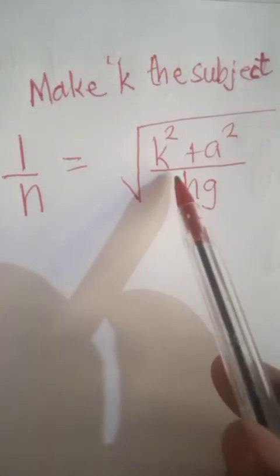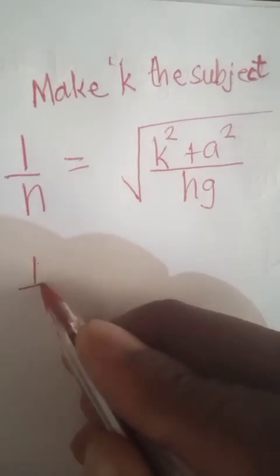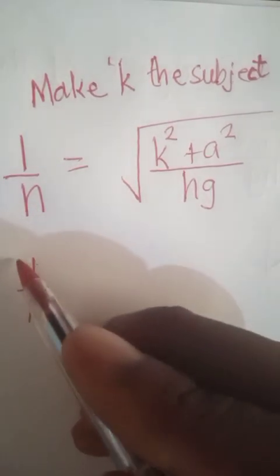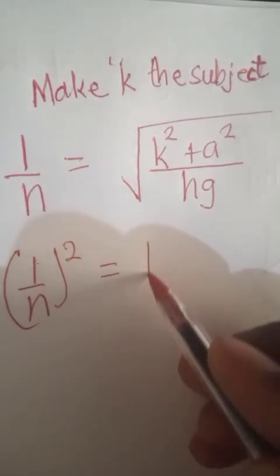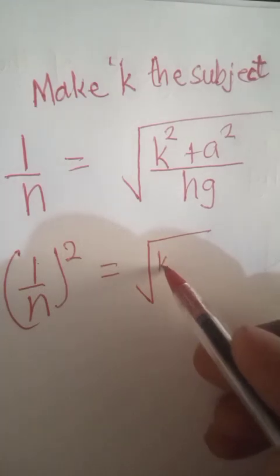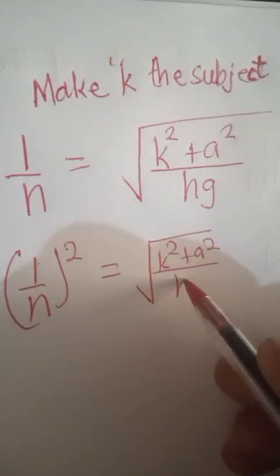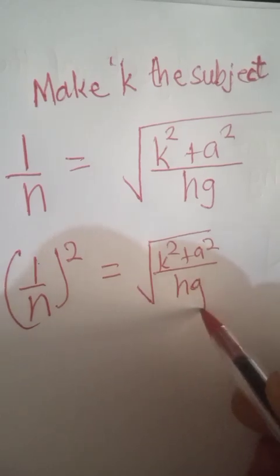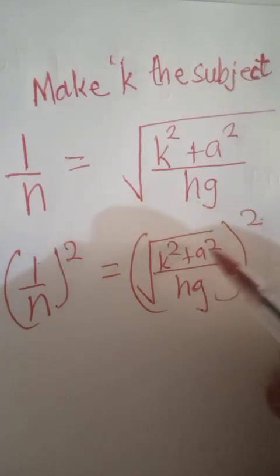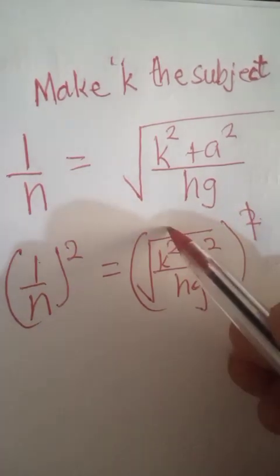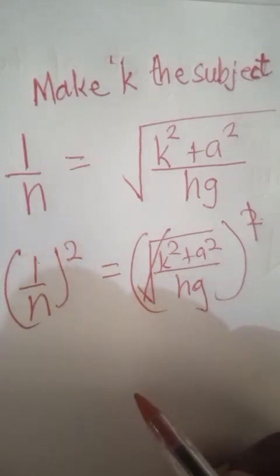We do the reverse operation, that is squaring both sides. Whatever you have done to the left must be done to the right. So we have 1 on n, all squared, equal to the square root of k squared plus a squared, all on h, chain, all squared. Since the reverse of square root is squared, the square will cancel the square root, giving us access to the k.